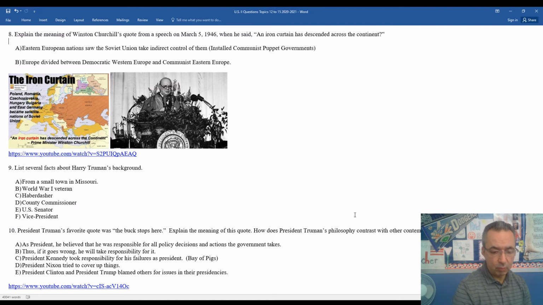President Truman's favorite quote was, "The buck stops here." Explain the meaning of this quote. While as president, he believed he was responsible for all policy decisions and actions that the government took. So therefore, if something went wrong, he wouldn't look to blame others. He would look to blame himself. He would have said that I should have done a better job, I could have known a little bit more about the issue or made a little better decision. So he wasn't one to push the information off on somebody else.